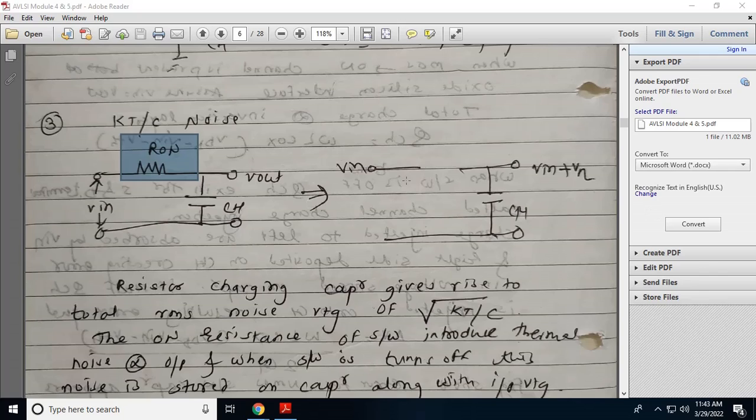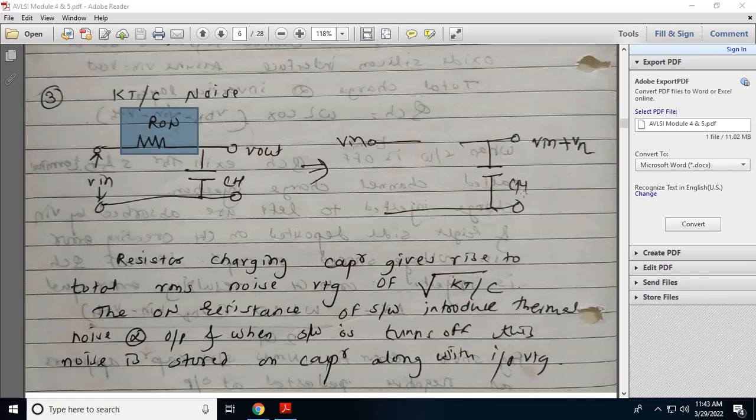We already discussed that there are two types of noise, thermal noise and flicker noise. So the on resistance of the transistor has thermal noise. Resistor and capacitor charging will give rise to the noise voltage, that is, the square root of kT by C. So the on resistance of the switch will introduce thermal noise at the output whenever the switch is turned off.